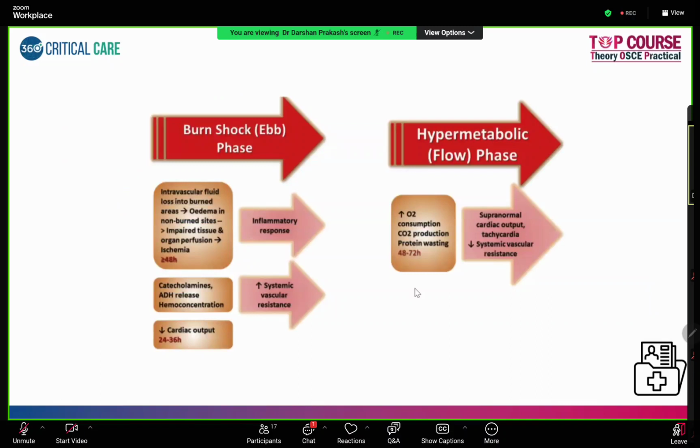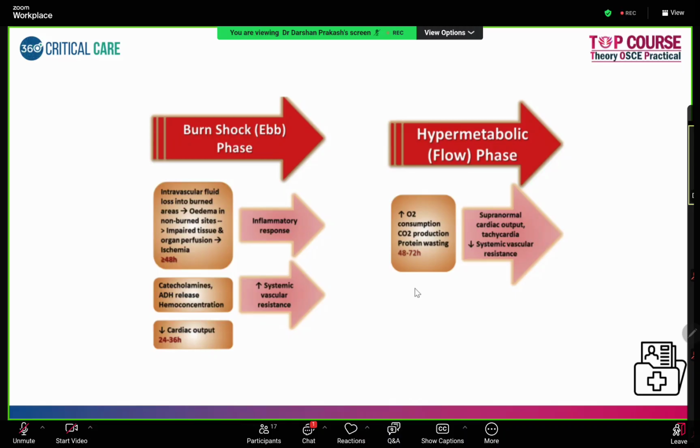Usually, a case of burn can be divided into two phases. That is the ebb phase and the flow phase. The ebb phase usually represents the burn shock phase. That is the earliest phase of a burn injury, and it is characterized by an inflammatory response causing increased systemic vascular resistance. Usually what happens is there will be increased loss of intravascular volume because of the burn injury. It causes edema in the surrounding non-burn tissue sites, which leads to impaired tissue perfusion, and it can be present up to or more than 48 hours.